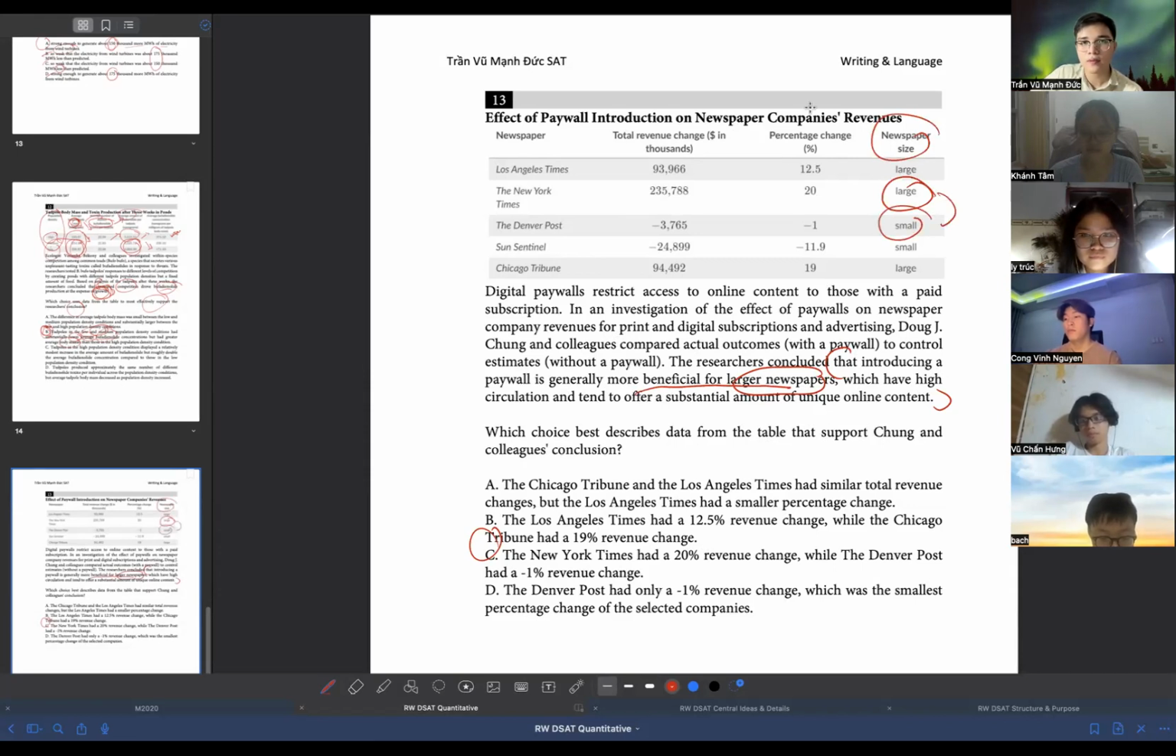So this is comparing the percentage change. They're saying that it benefits the larger newspaper. So this is positive, and this is negative and slightly negative. And this is a lot of positivity to the larger newspapers. So it makes sense in this context. So it's very simple. All right.